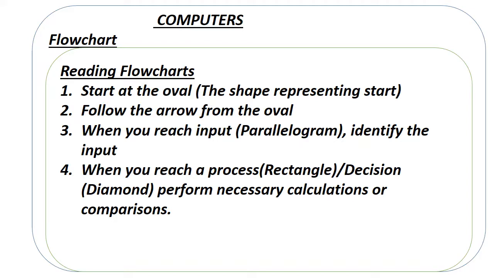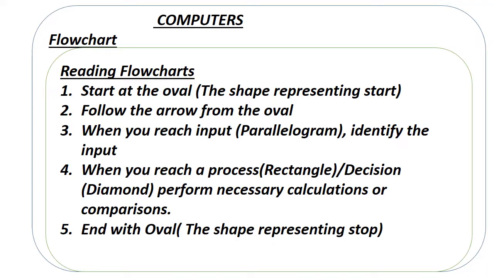Next, when you reach a process or a decision, which are represented by a rectangle and a diamond respectively, you perform necessary calculations or comparisons. On a process, or rectangle, you have to do the calculation so that you know the output, if that is required of you. Then on a decision, or a diamond, you have to do the necessary comparison. For example, you have to ask yourself if the input value is valid or not. Then of course you end at the oval, which is written stop.